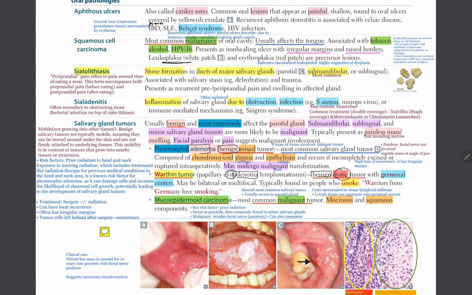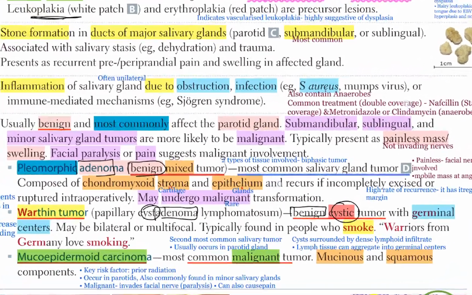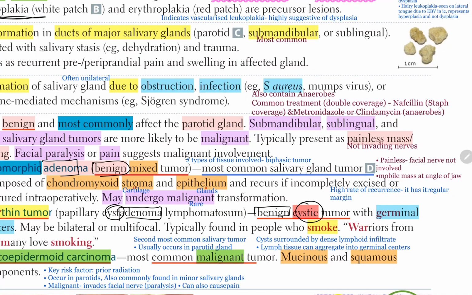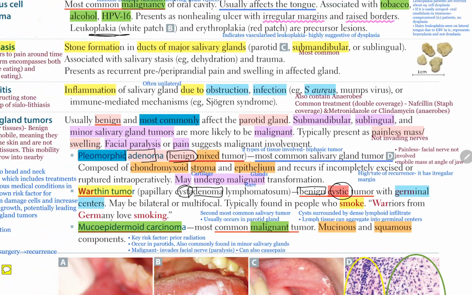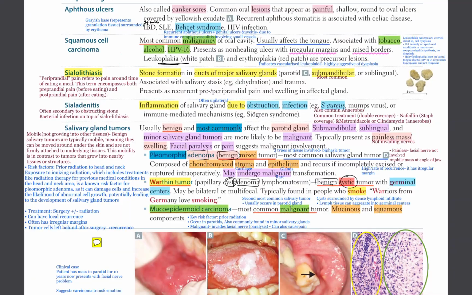Then comes sialadenitis. So sialolithiasis was stone formation. Sialadenitis is inflammation of the salivary gland, and it can occur due to sialolithiasis, due to obstruction from a stone, or it can be due to an infection such as Staph aureus or mumps virus, or it can also be due to anaerobes. So for this, we give a treatment which includes double coverage. That is, we give nafcillin for the Staph aureus infection, and we also give metronidazole or clindamycin for anaerobes. So we give double coverage treatment: nafcillin and metronidazole or clindamycin.